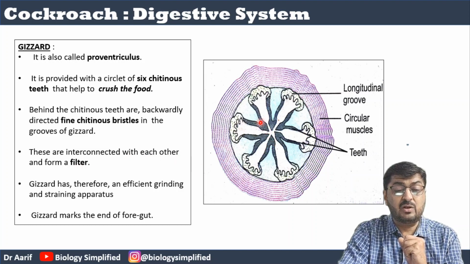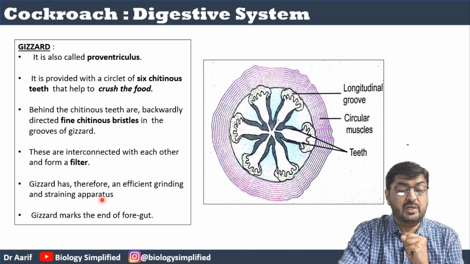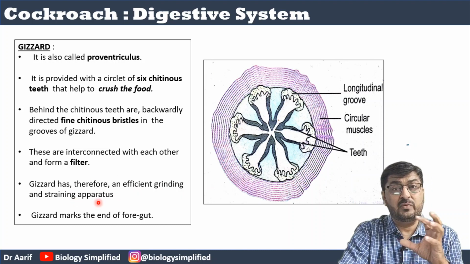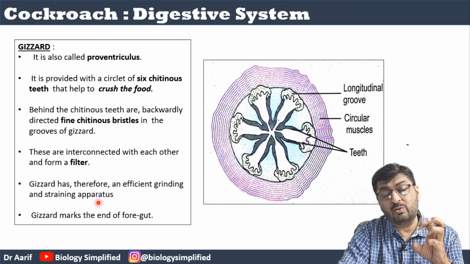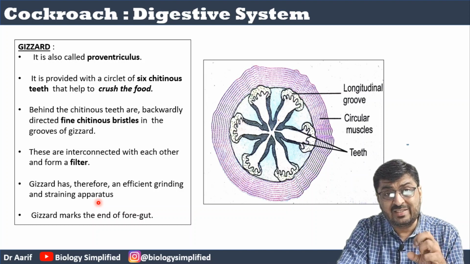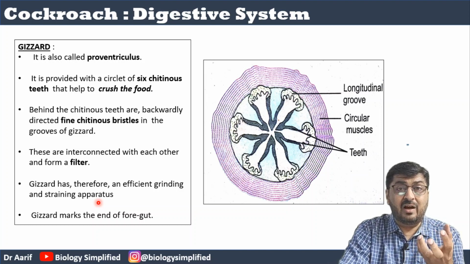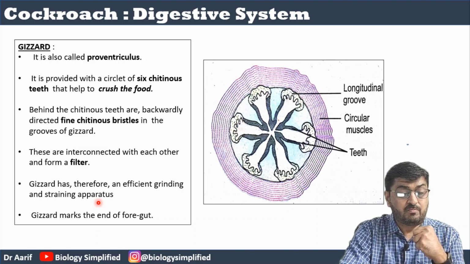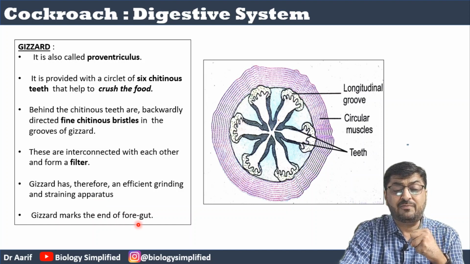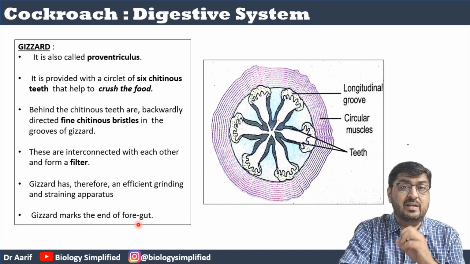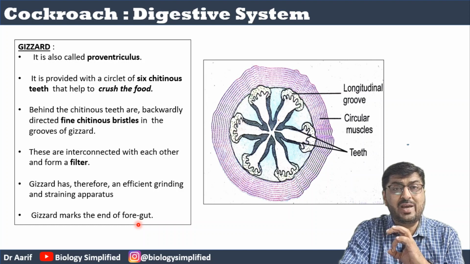Now you can just go back here. If you see, they are interconnected, so it is all one structure. Gizzard has therefore an efficient grinding and straining apparatus. So obviously 6 structures hai, to teeth-like structures is it's grinding and straining. It will filter out. Gizzard marks the end of foregut, right. Gizzard is where the foregut is now going to end.